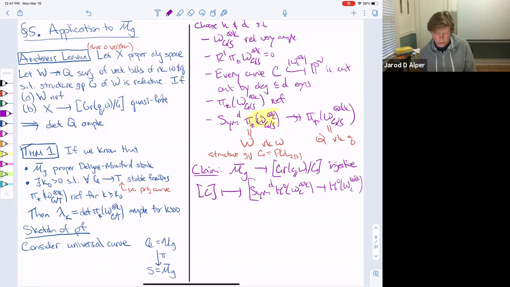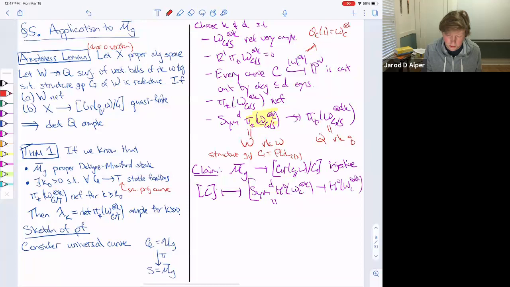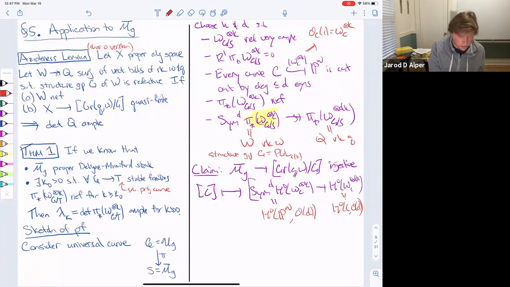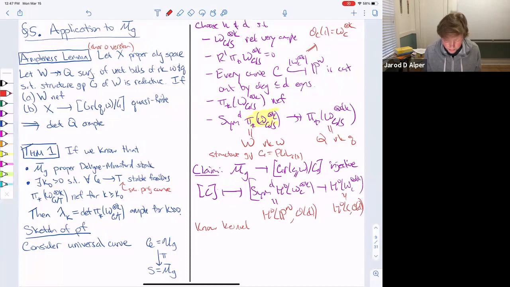Right, and because these are identified, if we look at this, it is embedded via its kth canonical. So what this tells you is that O of C of one is omega C tensor K. So these things are identified: this is H zero on the projective space of O of D, and this is H zero on C of O of D. And we know that the kernel determines C by hypothesis. That's exactly what we need; that shows injectivity.